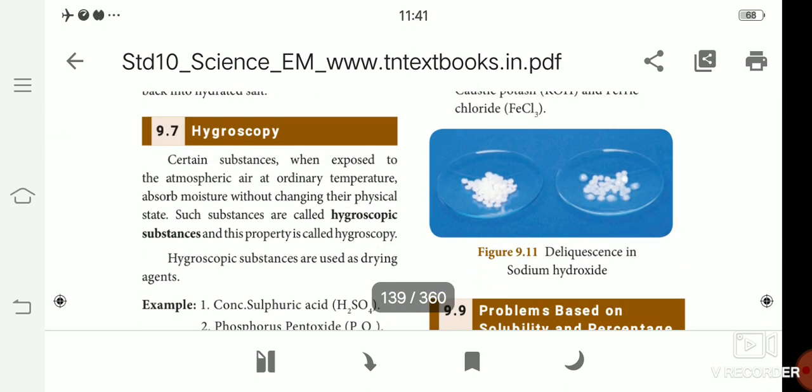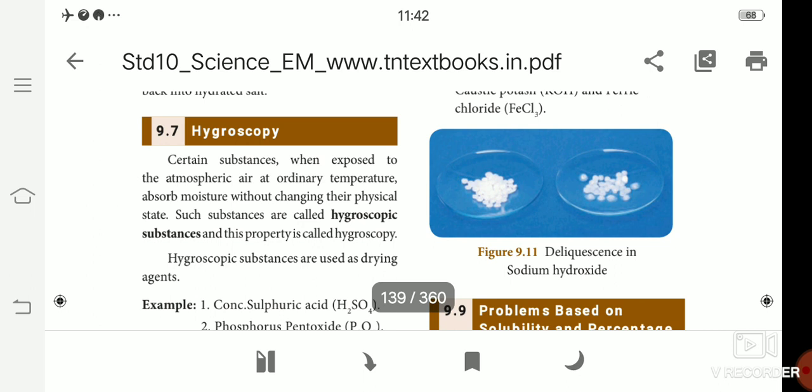When you buy a new bag or new water bottle, you see a small packet. That small packet is called silica gel. Silica gel is a hygroscopic material.